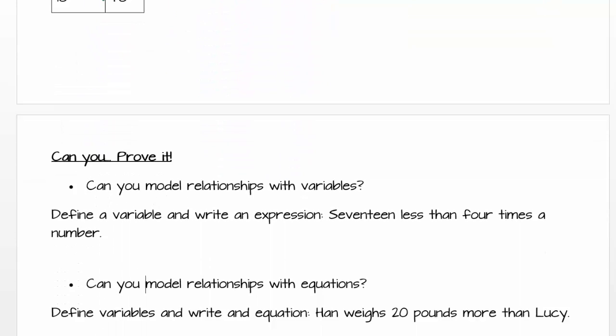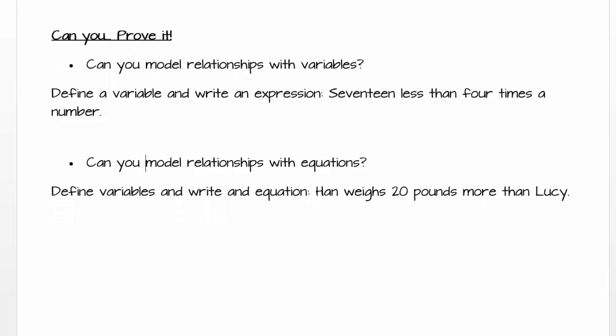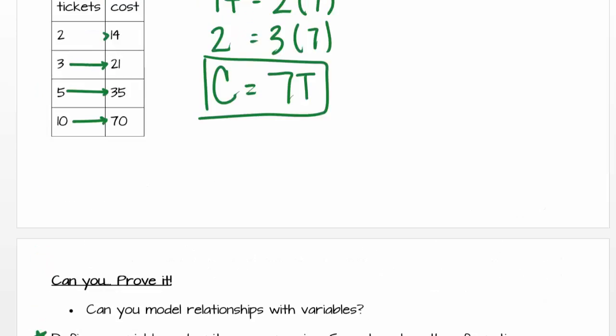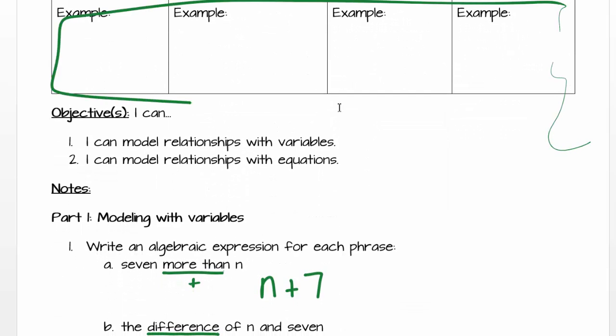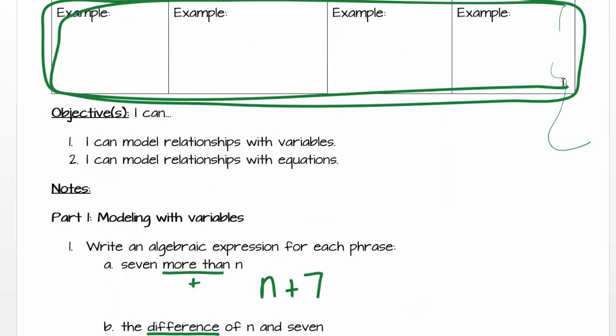All right, that's all of our notes. So can you do the two things that you were supposed to be able to do? Can you meet these objectives? Can you model relationships with variables? You should be able to do this problem. And then can you model relationships with equations? We will go over these problems as well as your examples that you put up here tomorrow in class. So make sure you fill those two things out.